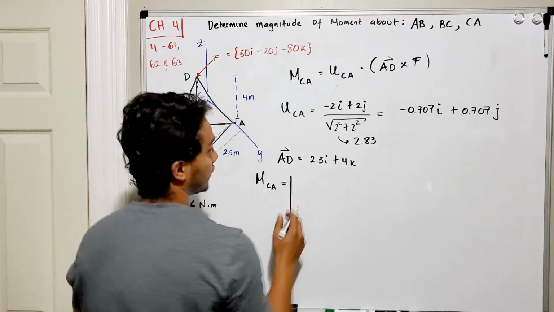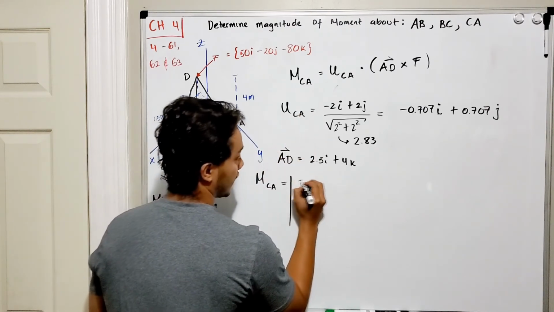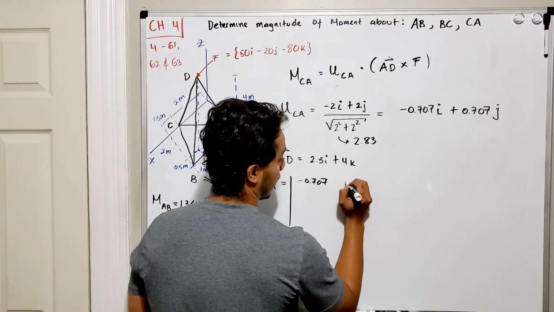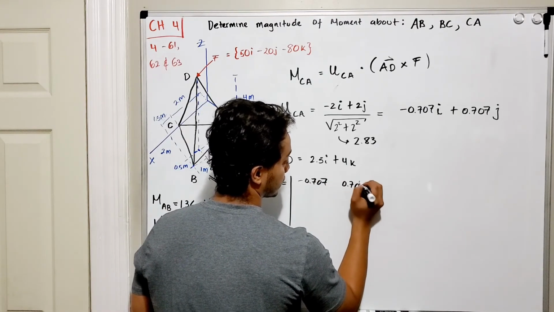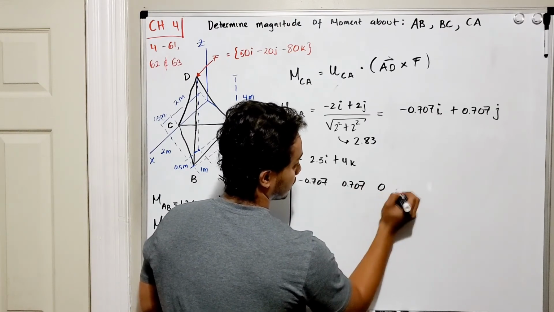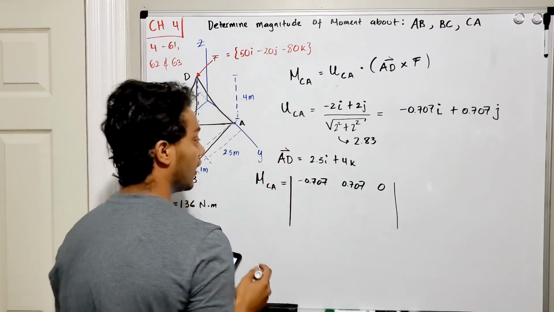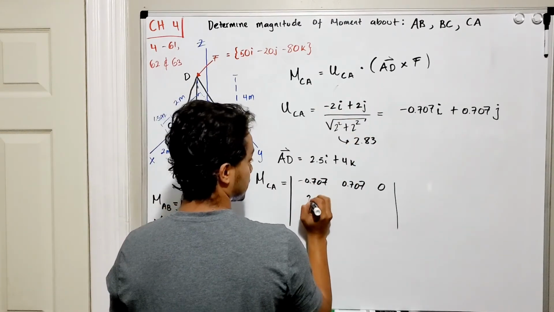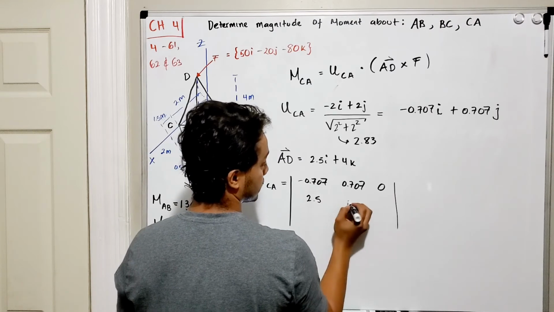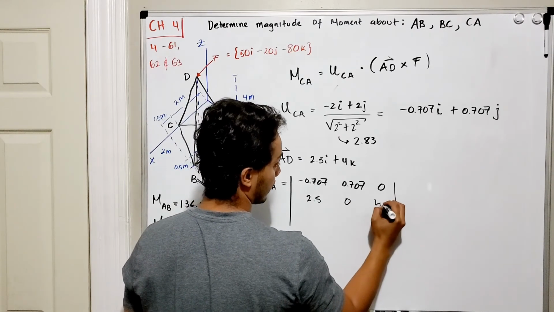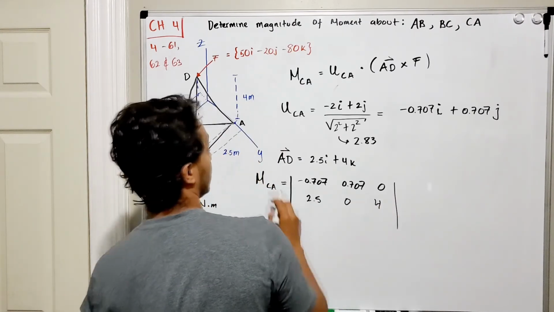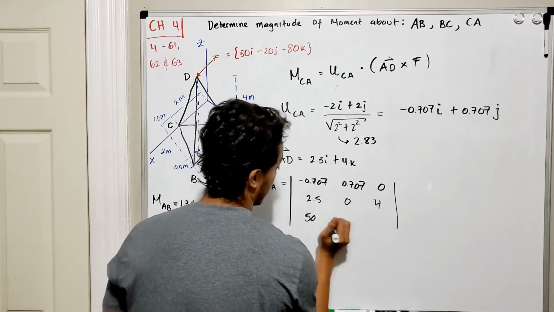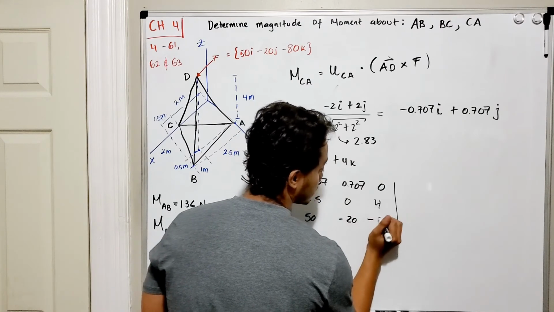Now we can find our moment about my base CA, okay? So if I do this, we put our unit vector, which is negative 0.707 for i, then we have positive 0.707 for j, we have 0 for k. Then we need to put our distance vector, which is 2.5, then we have 0 for the j direction, and then we have 4 for the k direction. And last, we put our force, which is described by the problem, which is 50, minus 20, and minus 80.